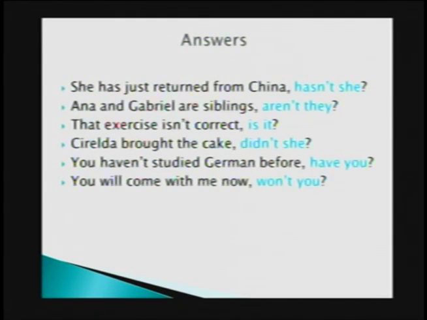Number 2, Anna and Gabriel are siblings. And the meaning of siblings is hermanos. ¿Por qué? Ana es ella y Gabriel es él. Por lo tanto, yo ahí no podría decir they are brothers, porque brothers se refiere a dos hermanos varones. Por lo tanto, cuando tenemos una hermana y un hermano, sería incorrecto decir o utilizar la palabra brothers. En ese caso, en inglés tenemos el término siblings. So, Anna and Gabriel are siblings, aren't they?